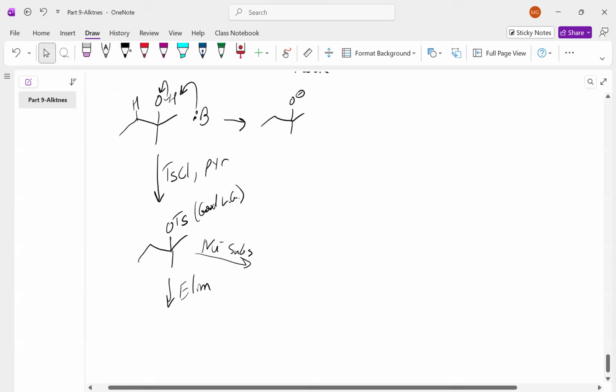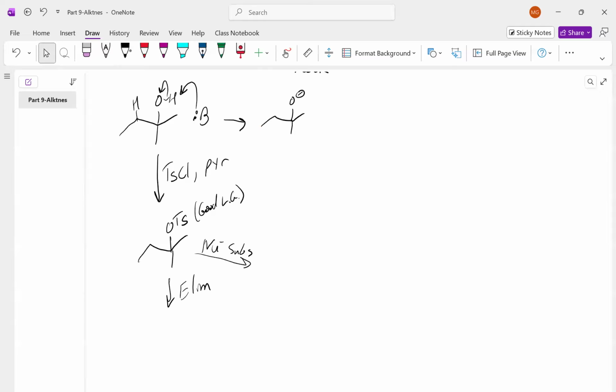So this is a good tactic if you're starting with an alcohol and you need to get rid of that alcohol or you need to move it. You need to convert that alcohol into a good leaving group.